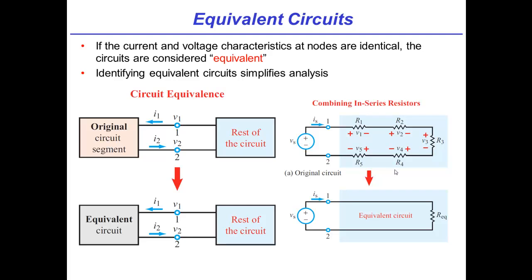Sure, yeah. But so you know that's true. Now let's try to justify that through circuit equivalence. Let's say I have my whole circuit shown on the top, and let's treat the voltage source as the rest of the circuit, and let's treat the resistors as the original circuit segment. Here I have 5 resistors, R1, R2, R3, R4, and R5.